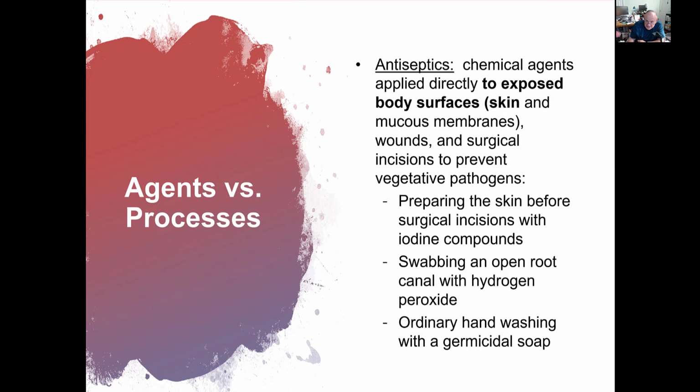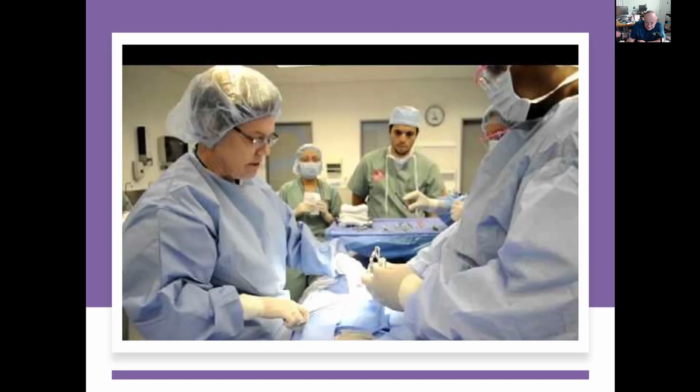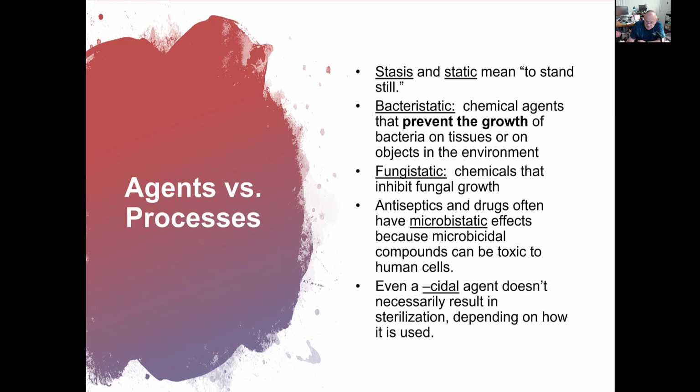So, agents versus processes. Preparing the skin before surgical incision with iodine compounds, betadines, or whatever it is. Swabbing an open root canal with hydrogen peroxide. Ordinary hand washing with germicidal soap. A lot of times a patient will be draped, and the skin may have a contact film on it, so that it's a barrier that's not normal, just as an added precaution on top of the skin that's already been betadined. So it's really gone through amazing evolution. Stasis and static mean to stand still.